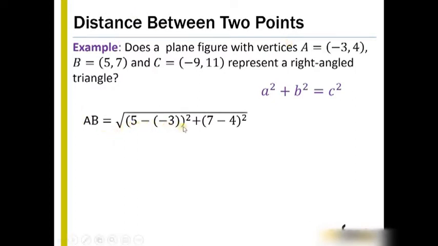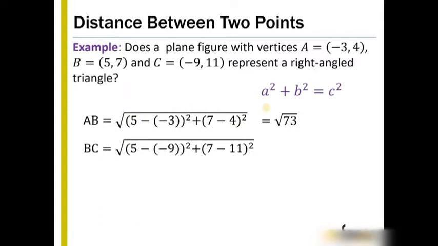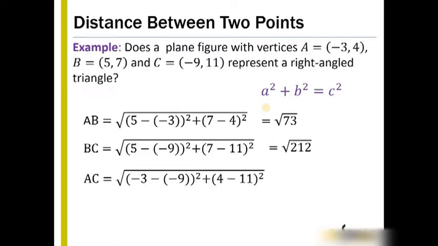This is the square root of (5 take away negative 3) squared plus (7 take away 4) squared, which is the square root of 73. BC is the square root of (5 take away negative 9) squared plus (7 take away 11) squared, which is the square root of 212. AC is the square root of (negative 3 take away negative 9) squared plus (4 take away 11) squared, which is the square root of 85.